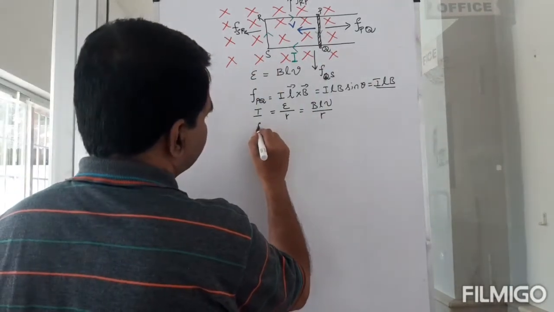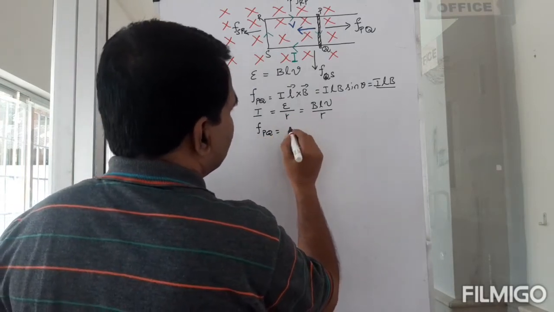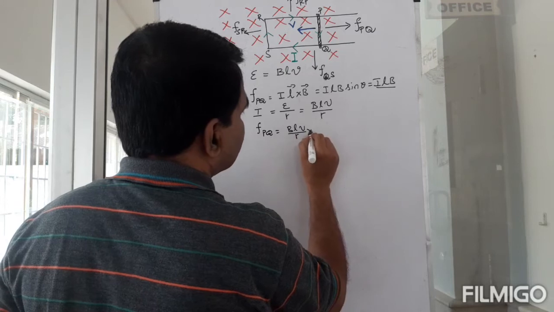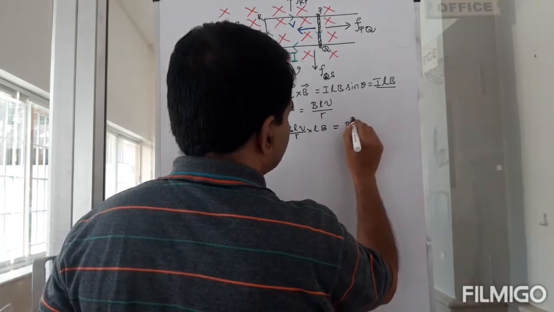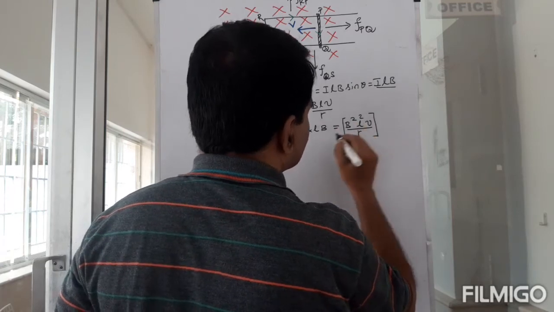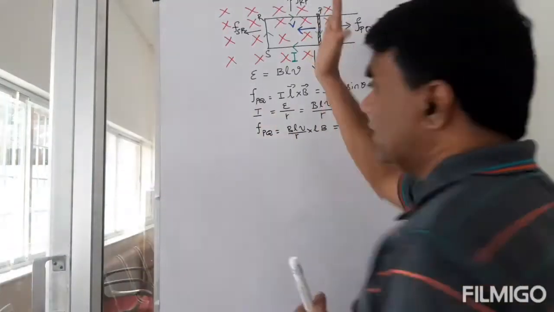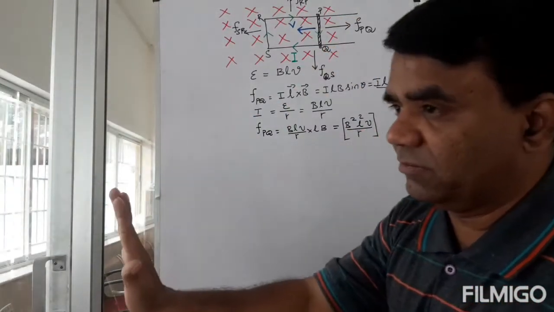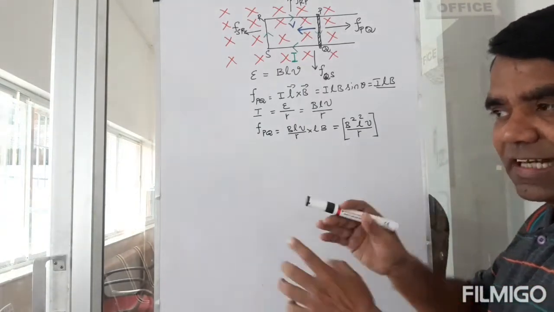So then F_PQ can be written as BLv by R into L into B. So that would be equal to B squared L squared v by R. So this is the force experienced by this conductor. See, that is understandable. The conductor is trying to move in this direction. The PQ rod is trying to move in this direction. And there is a force which will act on it. It will try to slow it down.